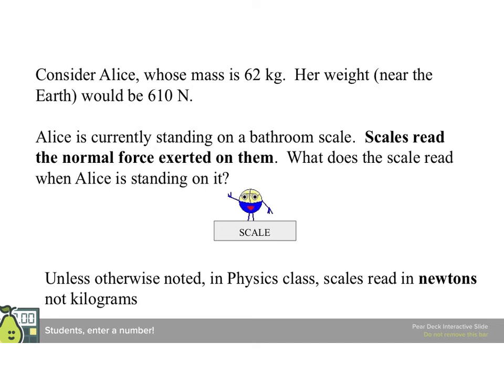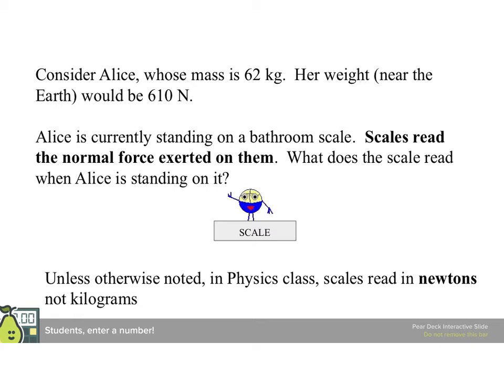Consider Alice, whose mass is 62 kilograms. That means her weight near the surface of the Earth would be 610 newtons. Alice is currently standing on a bathroom scale, and scales read the normal forces exerted on them. What do scales read? How hard you are pushing on them. What does the scale read when Alice is standing on it?